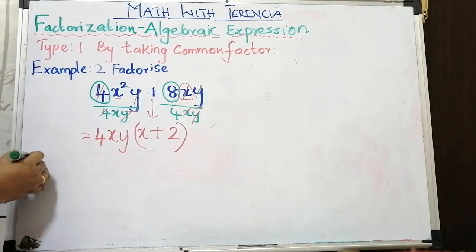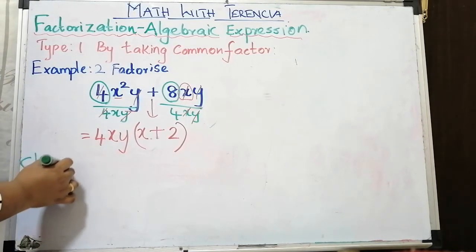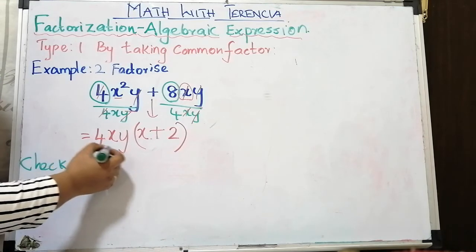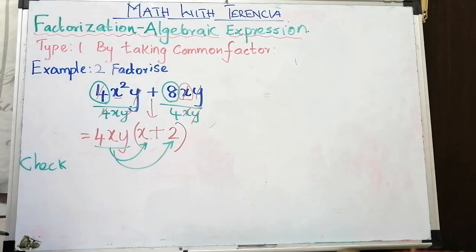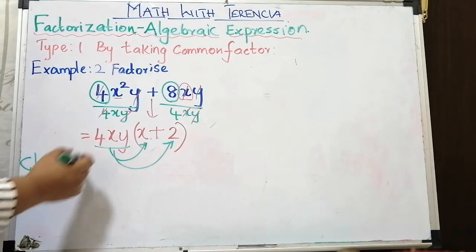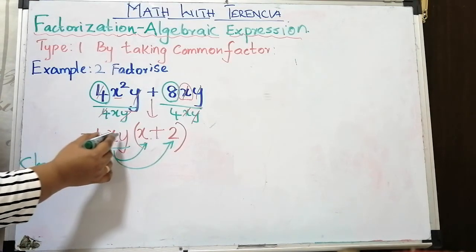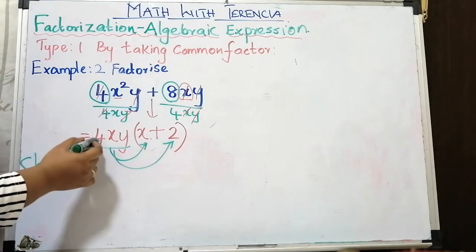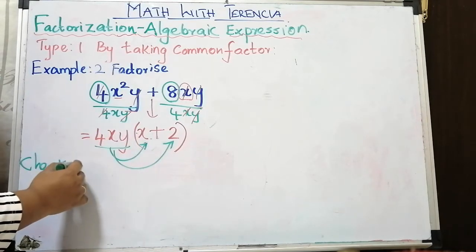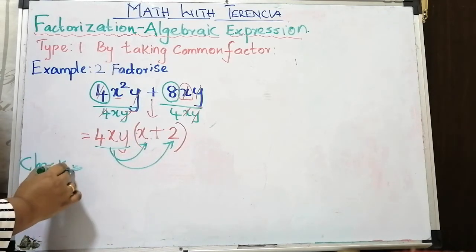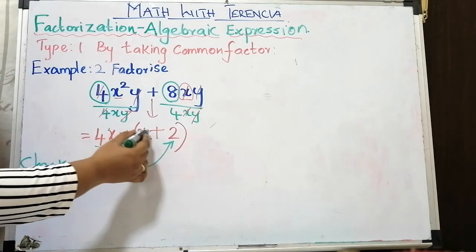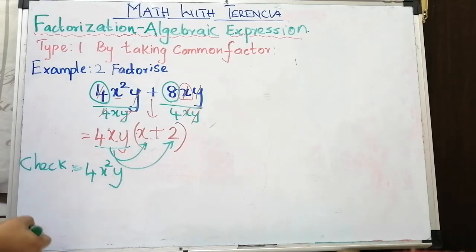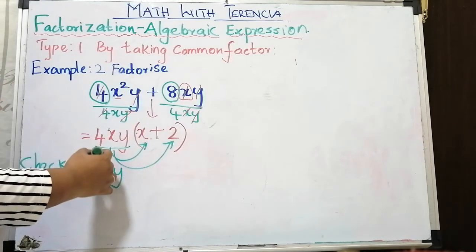Now, how can you check your work whether it is right or wrong? You can multiply each term by the common factor. Now, let's multiply. 4xy times x. 4 times 1 is 4. X into x is x squared. Y, I don't have a y, so y times 1 is y. So the first term is right.